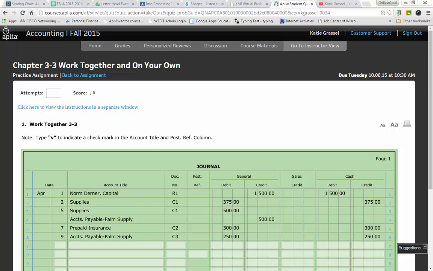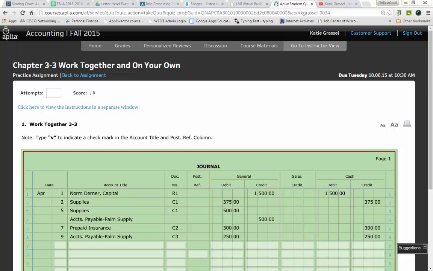And we know that typically sales is only going to be credited because we are not going to have customers that are going to return a service that we provided for. Because, again, we're a sole proprietorship organized as a service business. So we're not going to have any sales returns and allowances or anything like that.